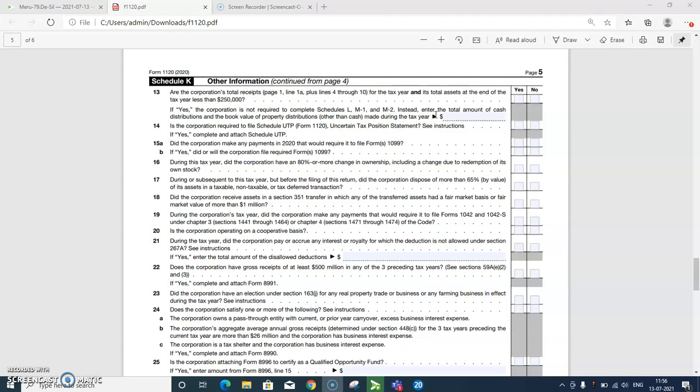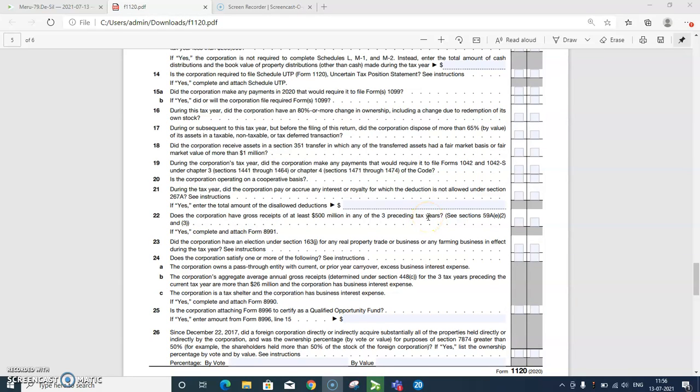16. During the tax year, did the corporation have an 80% or more change in ownership, including a change due to redemption of its own stock? Please tick yes if it is done, otherwise no. 17. During the tax year, subsequent to the tax year but before filing of this return, did the corporation dispose of or move 65% by value of its assets in a taxable, non-taxable or tax-deferred transaction? Coming to question number 18. Did the corporation receive assets in a section 351 transfer in which any of the transferred assets had a fair market value of more than $1 million?